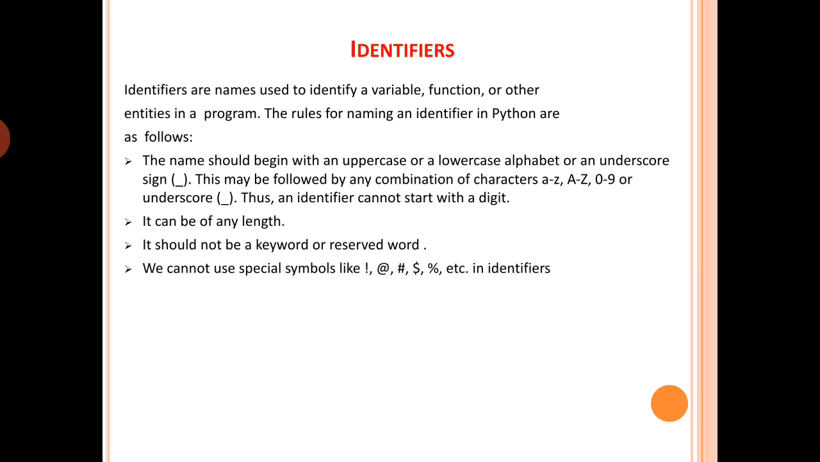Identifiers. Students, in the programming languages, identifiers are names used to identify a variable, function, or other entities in a program. The rules for naming an identifier in Python are: the name should begin with an uppercase or a lowercase alphabet or an underscore sign. This may be followed by any combination of characters like small a to z, capital A to Z, numbers 0 to 9, or underscore. An identifier cannot start with a digit.